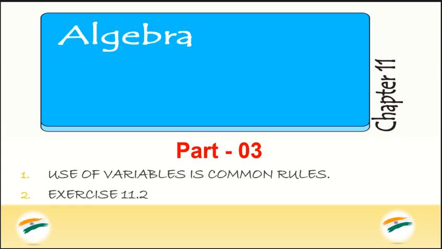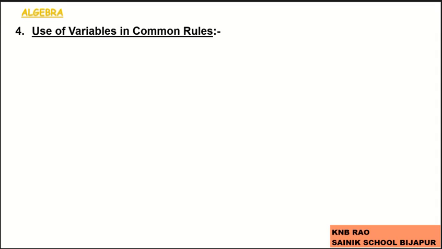Students, this is part 3 of the chapter Algebra. In this part 3, we will see the uses of variables in forming common rules, and later we will solve the questions from exercise 11.2. Coming to the use of variables in forming or making common rules or generalizations.